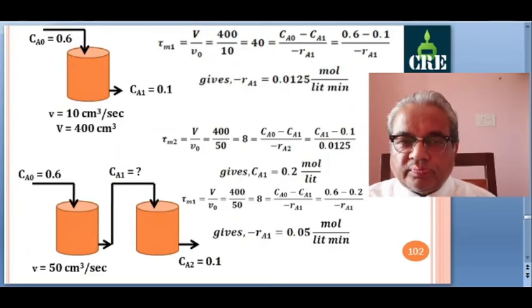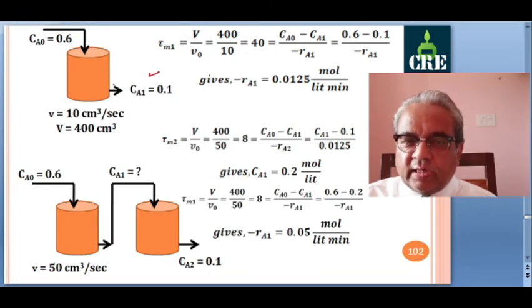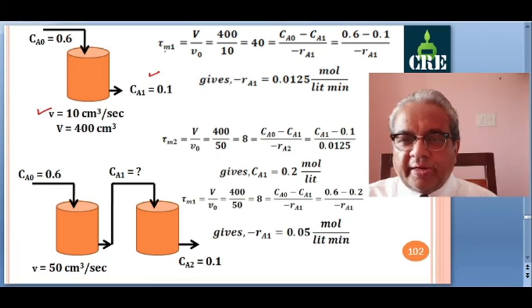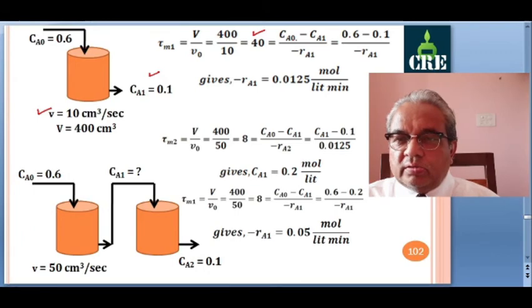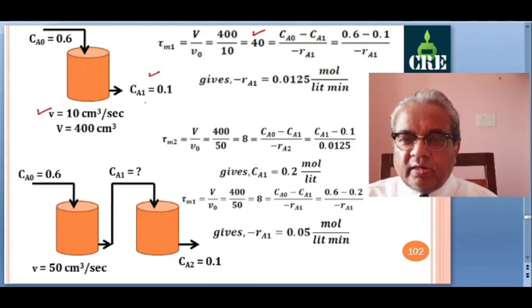Now, the first color indication is in the first reactor outlet itself. So we stop here, though there are two reactors. So first we got this indication, and that is at the rate of 10 centimeter cube per second. So from this data we evaluate a rate. So tau m1 is V by V0, V is 400, V0 is 10. So tau m1 is 40. Ca0 minus Ca1 divided by minus Ra1. So this is 0.6, this is 0.1. It immediately just falls below this, that means we get color indication.